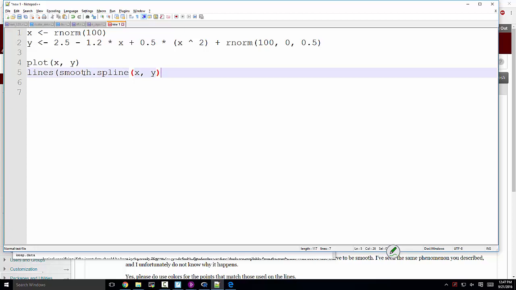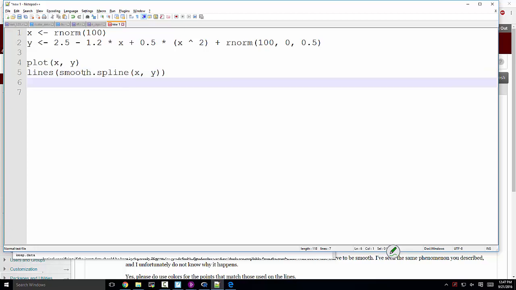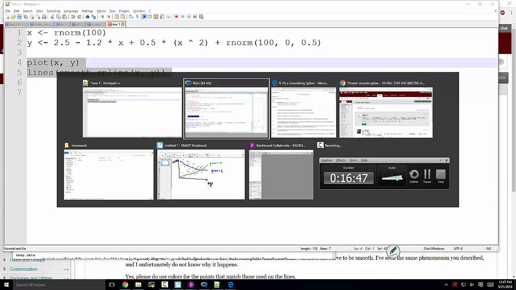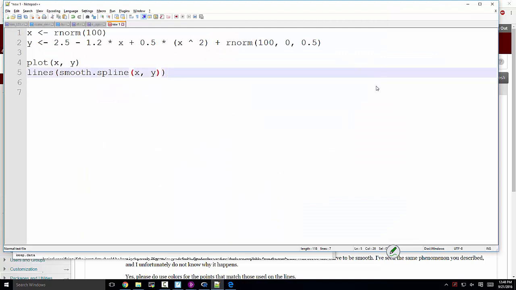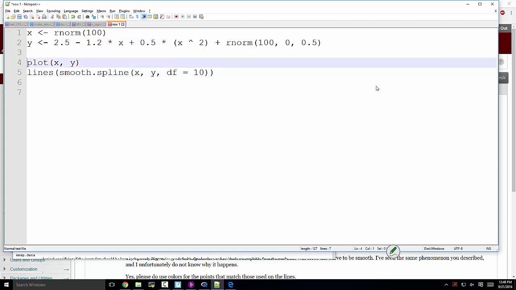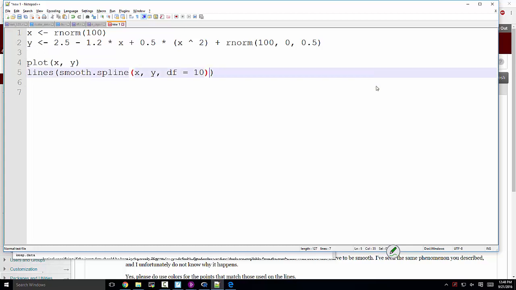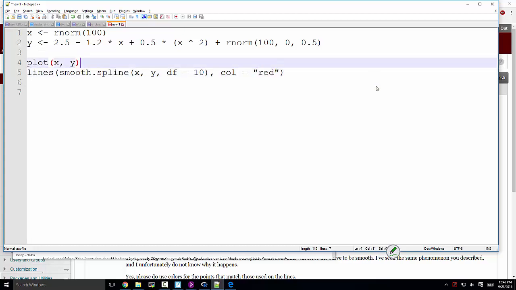Lines overlays a curve on an existing plot, just like points overlays points on an existing plot, and text overlays text. Let's do lines. Okay, and it looks like that. The way that you can control the wiggliness of the curve is with the df argument. So if I said smooth.spline x comma y, but then I specify df, let's let it have lots of degrees of freedom. Lots of degrees of freedom would say you can be very wiggly. What does it look like if I do df equal to 10? Let's make this one red.